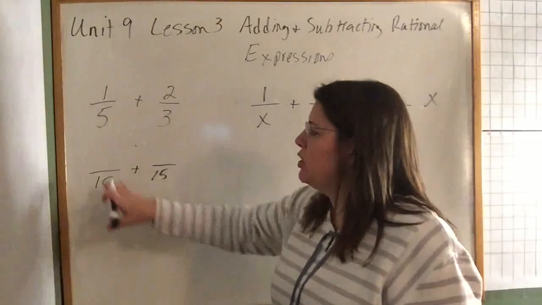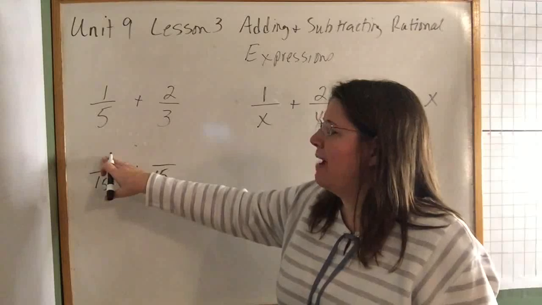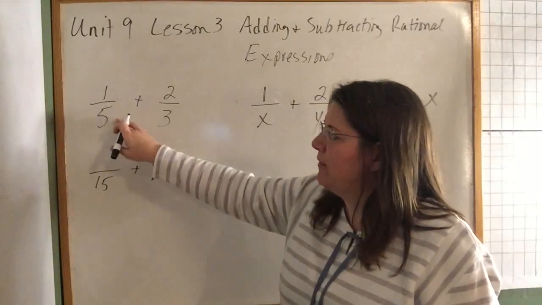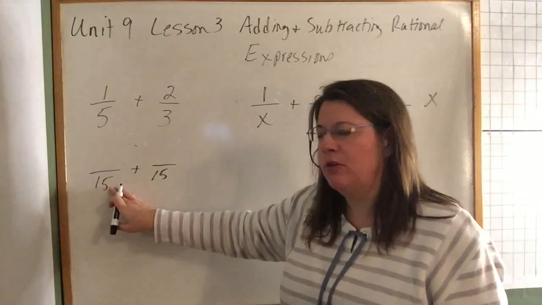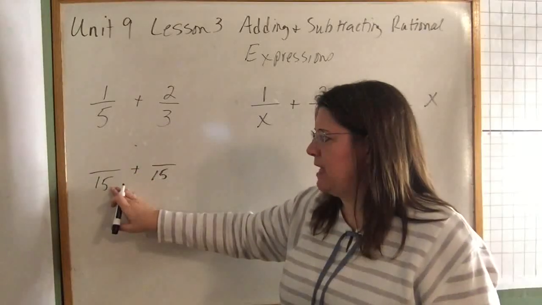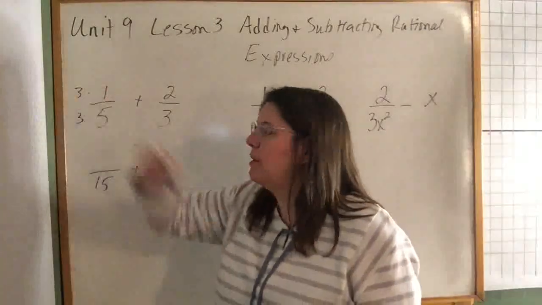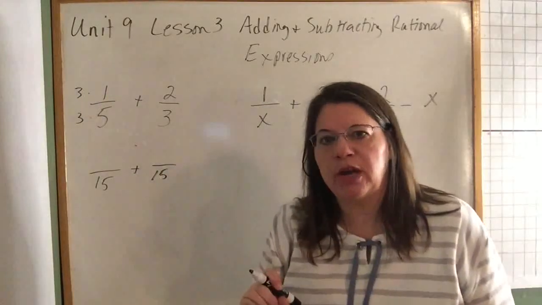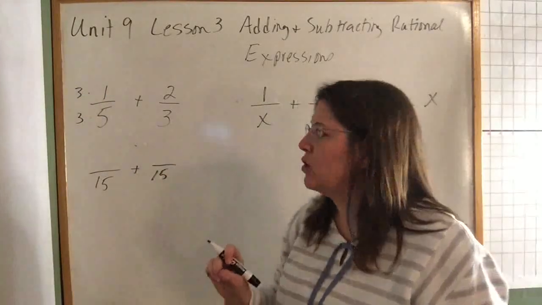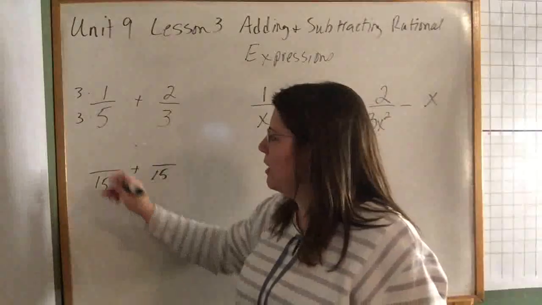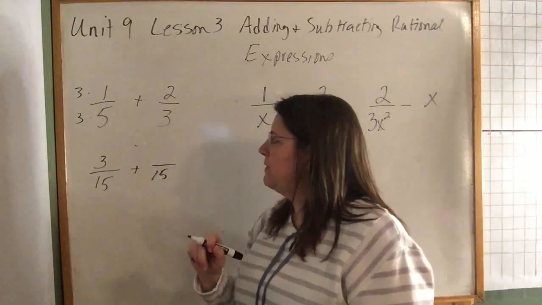And then to get my new numerators, I have to ask myself, what did I multiply the 5 by to get 15? Well, I multiply 5 by 3 to get 15. So that means if I multiply the 5 by 3, I also need to multiply the 1 by 3, so that I'm changing what the fraction looks like, but I'm not changing its value. So if I multiply both of those by 3, I will have 3 over 15.